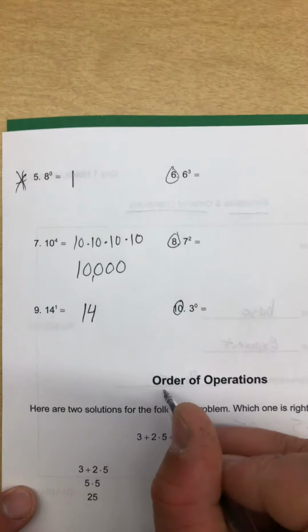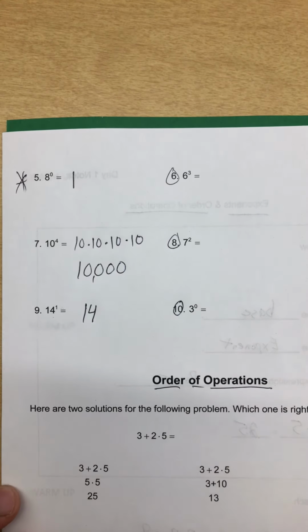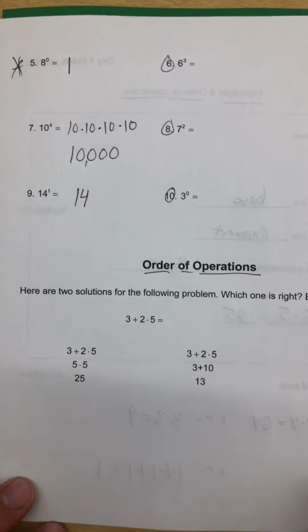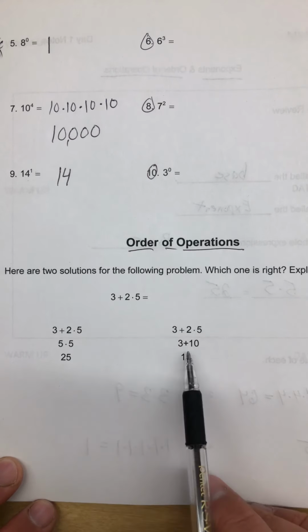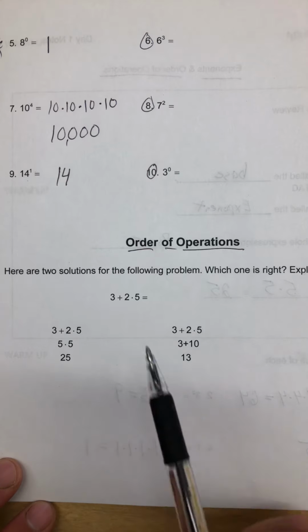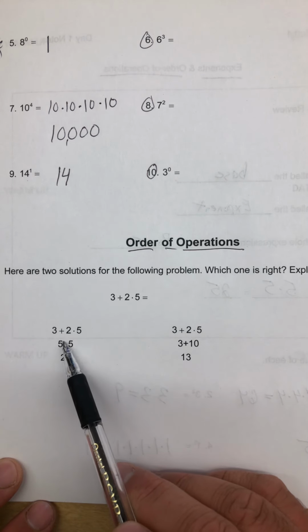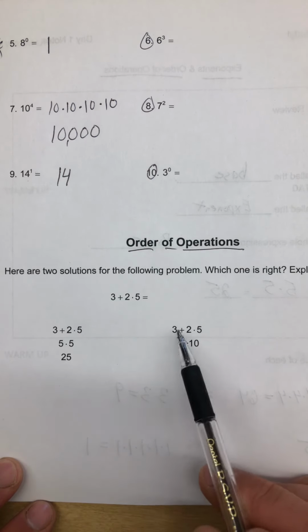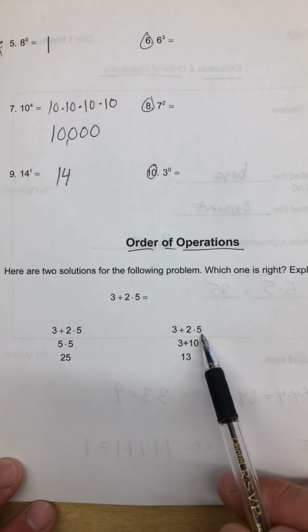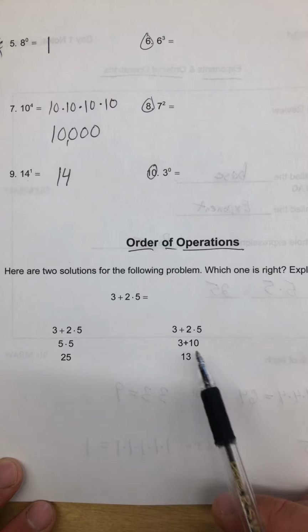Order of operations, you've seen this before. Some of you are good at it, some of you have a little bit of trouble with this. There's an example here: 3 plus 2 times 5. Two different answers. Which one is correct? On this side, it looks like they did 3 plus 2 and got 5, brought this 5 down, and 5 times 5 is 25. On this side, they left the 3 and did 2 times 5 first, got 10, added the 3, and got 13.